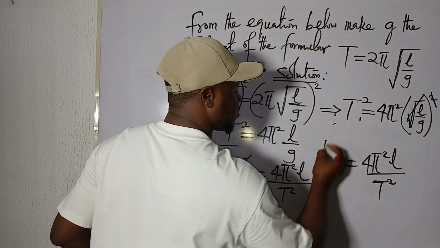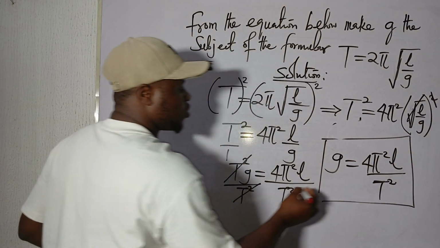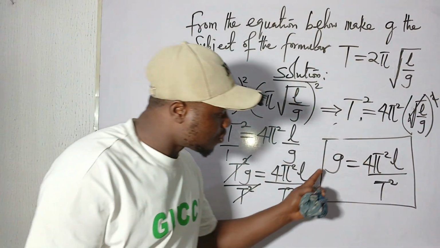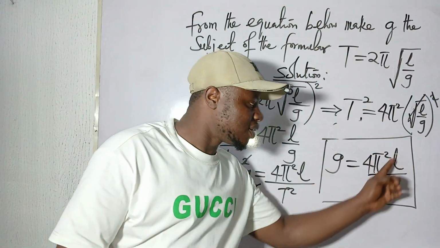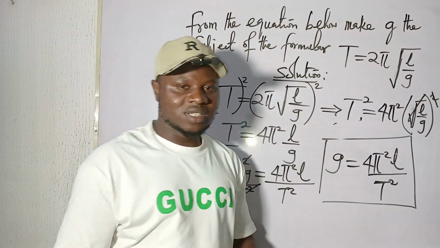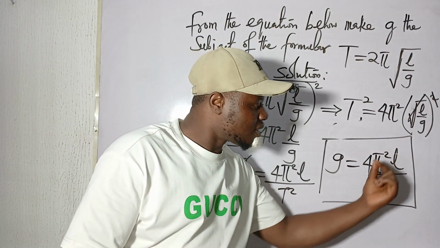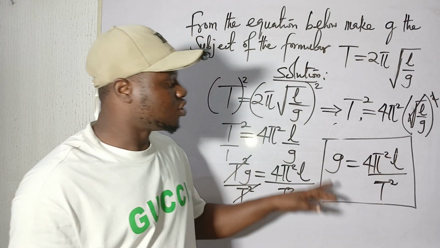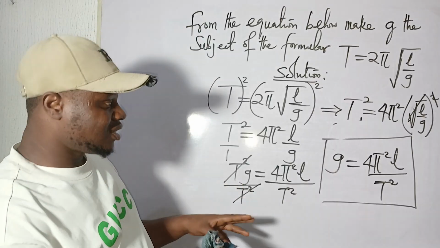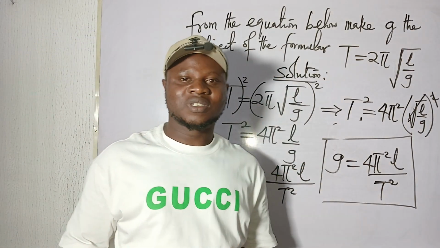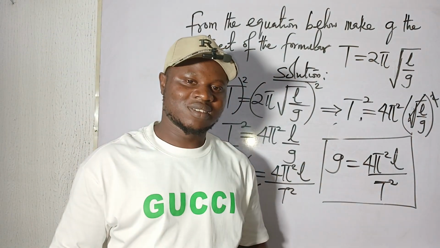You can see, looking at this formula, we are now finding the value of G in terms of L and T. Once I know the values of L and T, I can get the value of G. So we have now made G the subject of the formula.